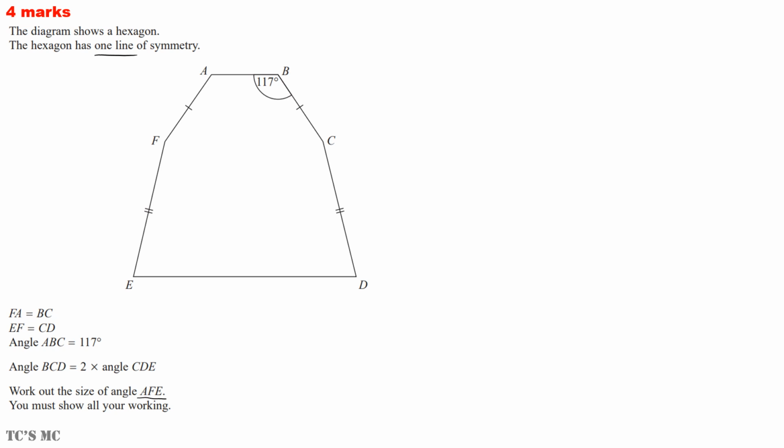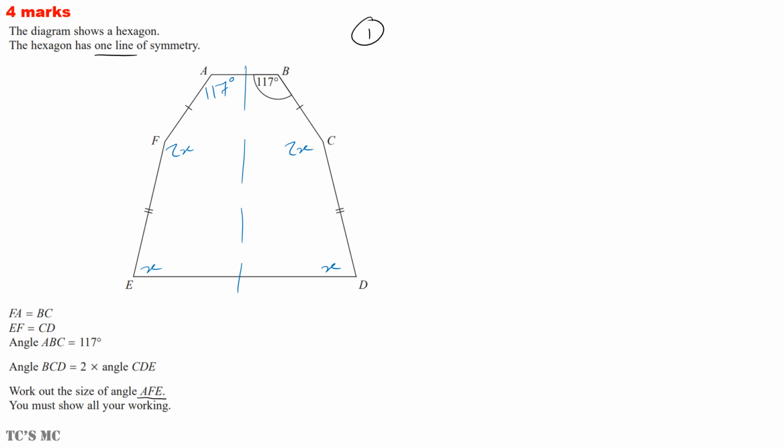I'm going to draw in the line of symmetry, which is vertical. And then I'm going to label all the angles. FAB must also be 117 degrees. From what we've been told about angle BCD equaling 2 lots of angle CDE, we can say CDE is angle x, making BCD 2x. The line of symmetry makes AFE 2x and FED x.